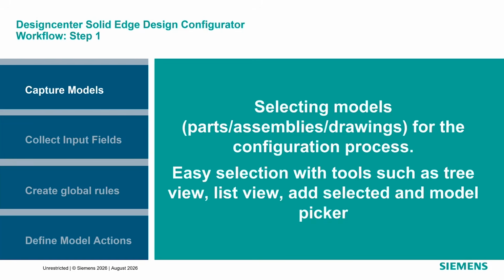Of course, you can always make drawings from scratch, as we will see in a little bit. Selection tools such as Tree View, List View, Add Selected, or even Model Picker help you work efficiently with different assembly structures. And of course, the models can always be updated as the product evolves, and downstream configuration definitions can follow those changes. So if there are more parts that you need to add to the configuration process later on, you can, of course, come here and add them, or even remove if needed.